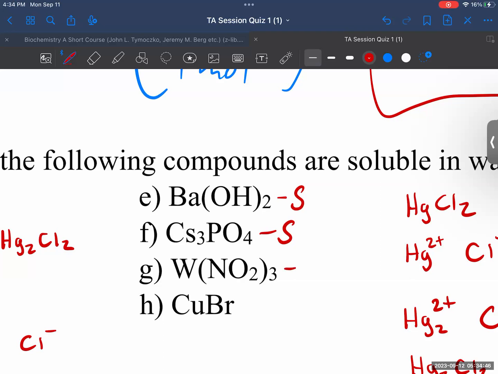All right. We have tungsten 3 nitrite. Soluble or insoluble? What are we thinking? It's only nitrates, not nitrites. Nitrates, not nitrites. And that's a nitrite though, right? It is indeed a nitrite. I'm going to say insoluble. All right, insoluble.